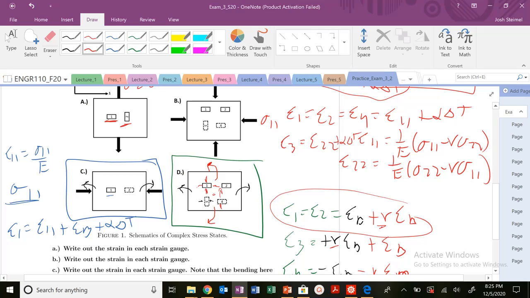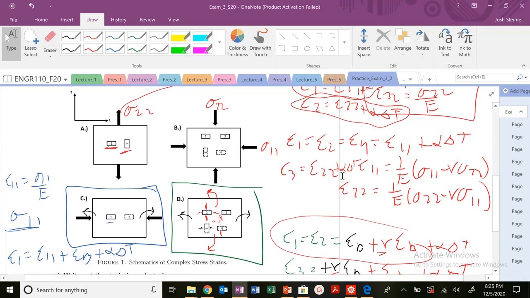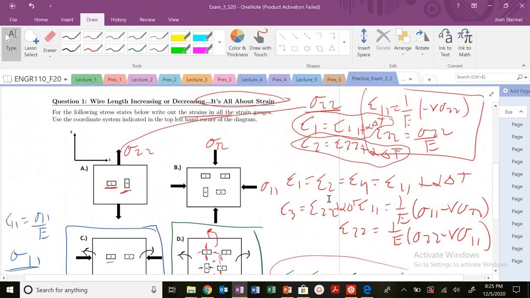When we're in the state of pure bending, we don't have to consider those other values. And of course, as always, there's this alpha delta T as well. So make sure to include that in your problem statement, just for clarity. Even though it might not be stated, if you don't see a change in temperature, you neglect that later, but it's nice to include this for partial credit on your exam as well. So that's about it.